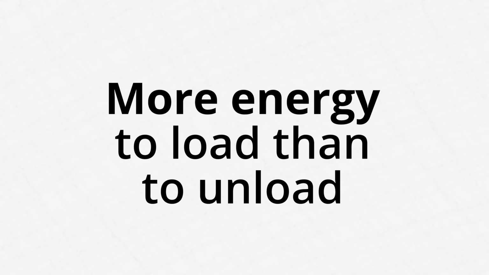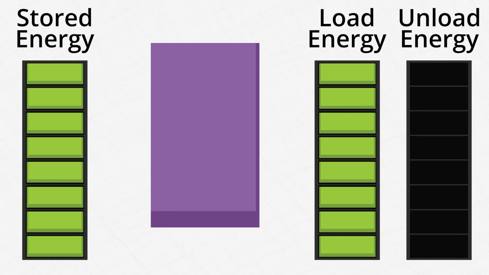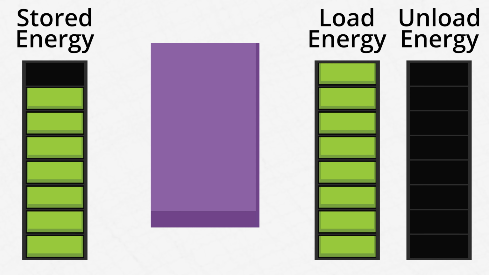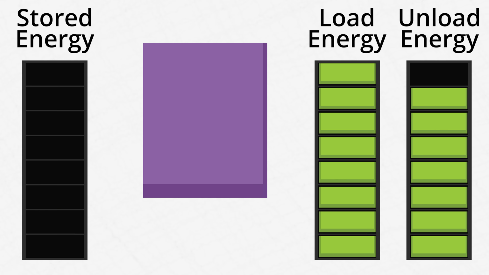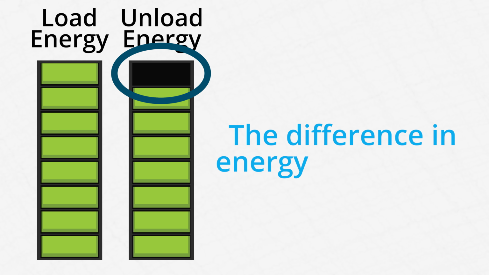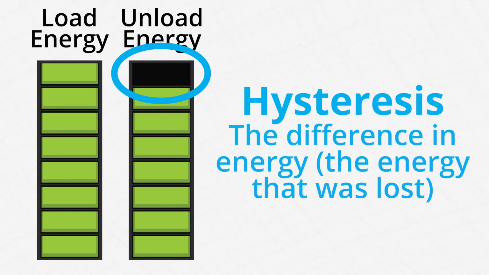Viscoelastic materials actually take more energy to load than to unload. When loading a viscoelastic material, a certain amount of energy is used for something other than the actual stretching of the material, like heat dissipation or molecular rearrangement within the material. Thus, while the material still has enough energy to return to its original configuration, it's actually taking less energy than loading did. And the difference in energy between loading and unloading, the energy that was lost, is called the hysteresis.